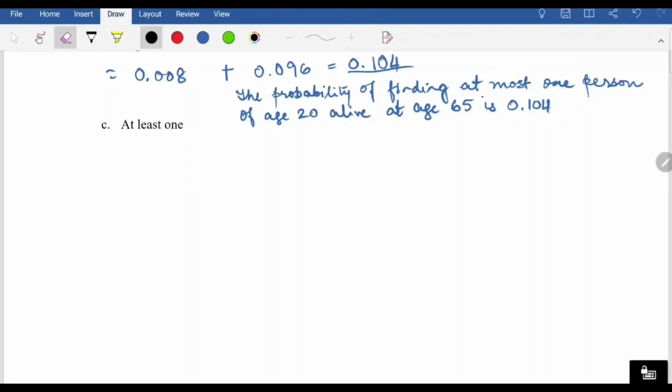All right. So at least 1 means the probability that x is greater than or equal to 1. At least 1 means 1 is the lowest value, but it could be higher than 1 as well. It couldn't go less than 1, at least.